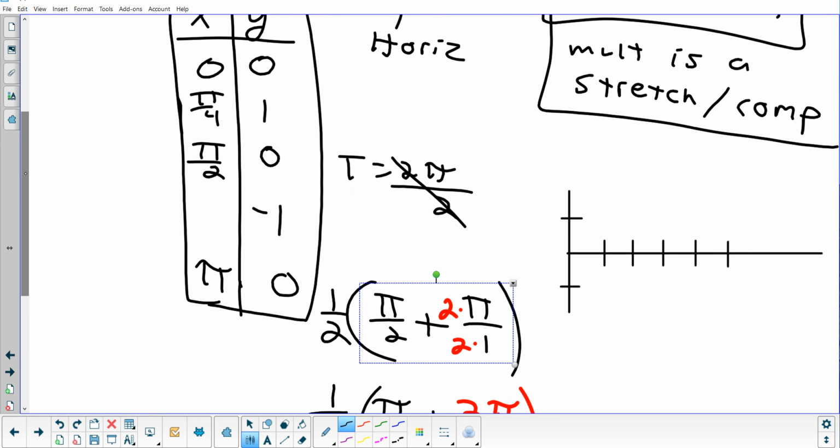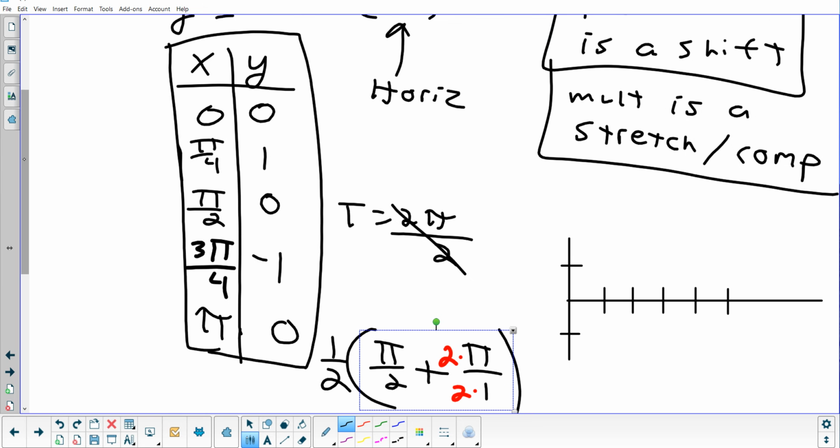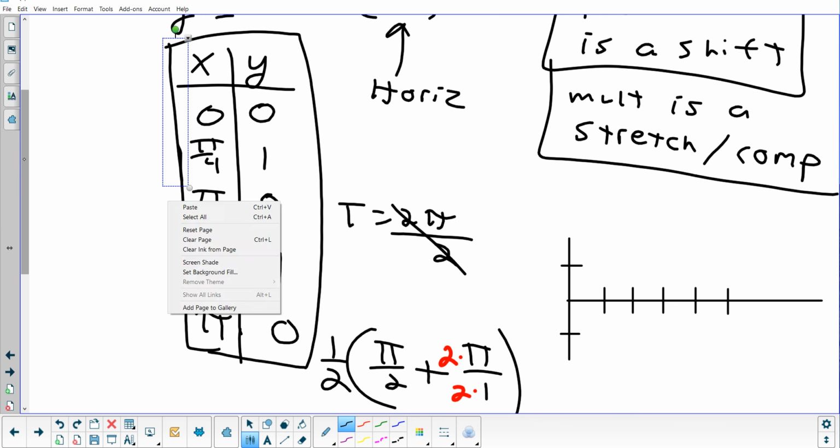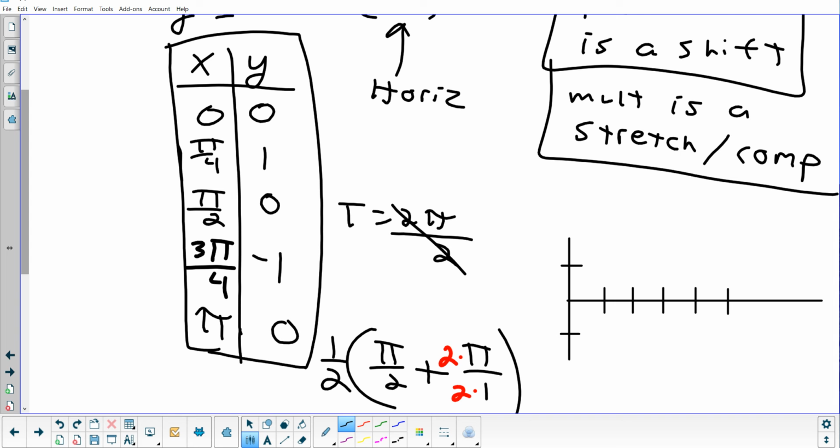Yep, 3 pi over 4. And I told you there's always a pattern in the x's. You might not see the pattern here because not everything has a denominator of 4. But if I wrote every one of these x values with a denominator of 4, look what you'd have: 0 pi over 4, 1 pi over 4, 2 pi over 4, 3 pi over 4, 4 pi over 4. But we've reduced it so you don't see that pattern, but that is the pattern. Okay, so there's your x values. Questions on the table?